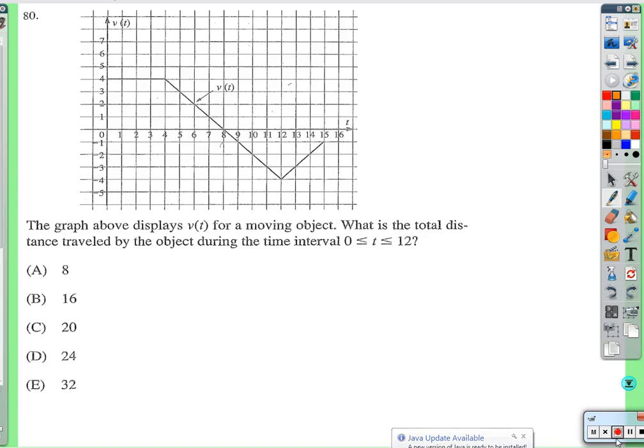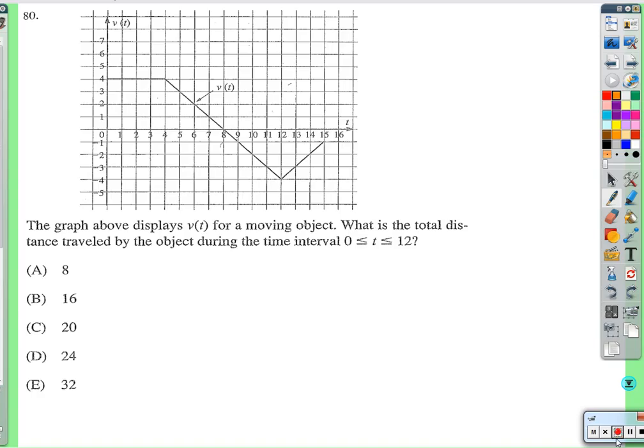Okay, number 80, let's see. Graph about displacement of velocity of a moving object. The total distance traveled by the object in the interval 0 to 12. Okay. Let's see. Rest. It goes back to like a curve you did, doesn't it? Yeah. It does.